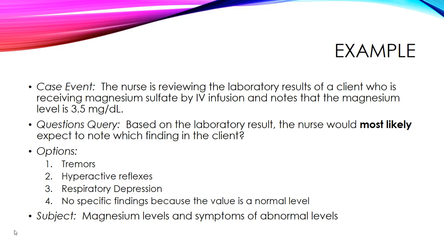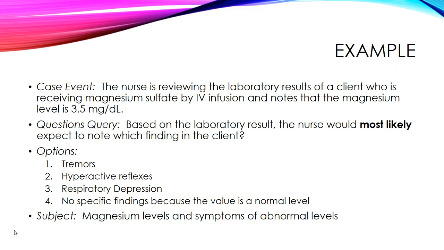So basically this subject, if we jump down to subject, what this question is actually looking for is whether you know appropriate magnesium levels and what symptoms of inappropriate magnesium levels are, so that you know how to do that. So our options or our answers that are available are tremors, hyperactive reflexes, respiratory depression, and then no specific findings because the value is abnormal.